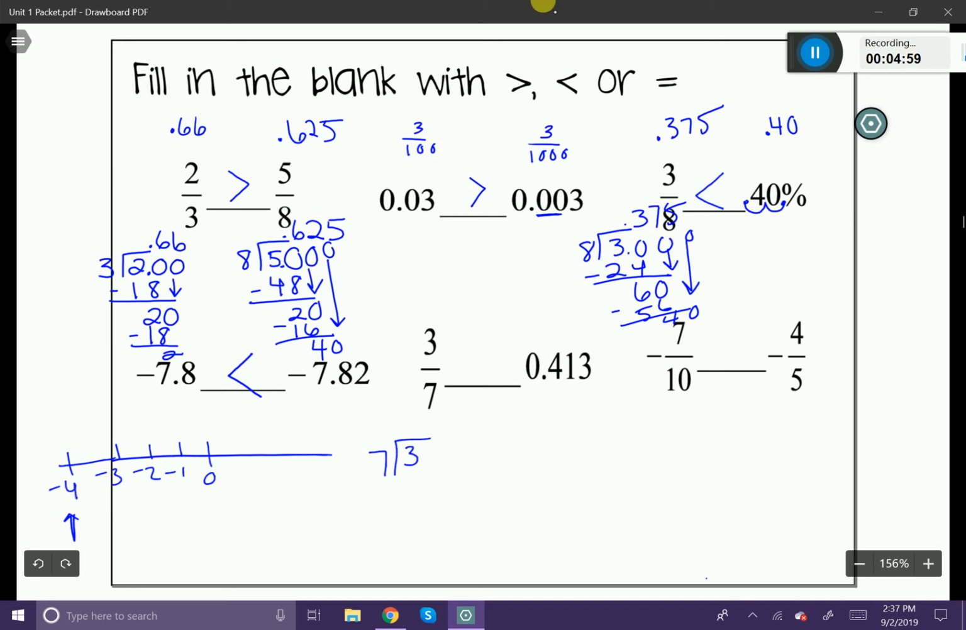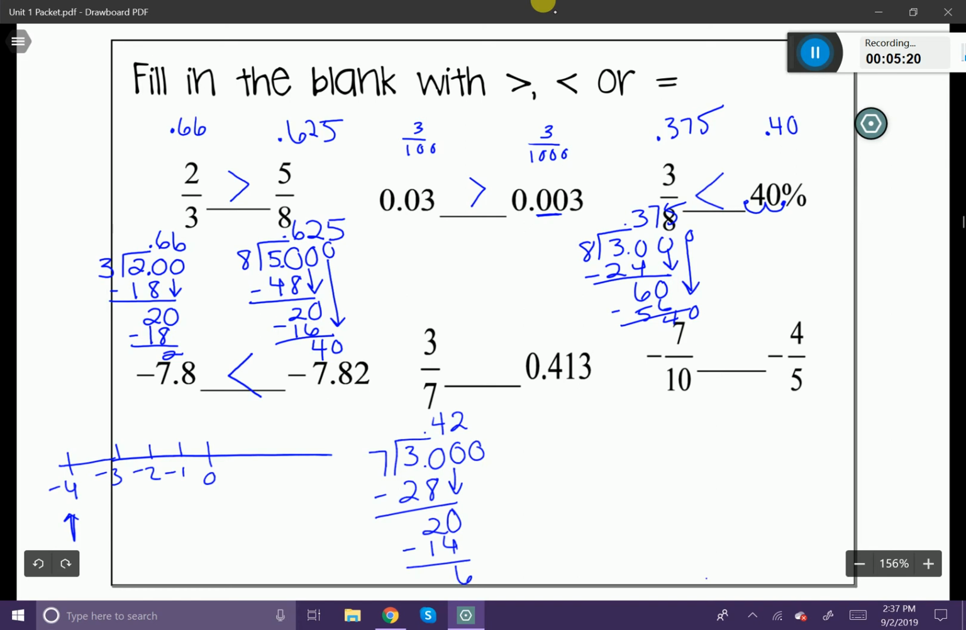All right, 3 divided by 7. So I'm going to go ahead and add my 0. So 7 goes into 34 times. 4 times 7 is 28. I'm going to subtract it, give me 2. Go ahead and bring down my 0. 7 goes into 20 twice. That's going to be 14. And that's going to give me 6.